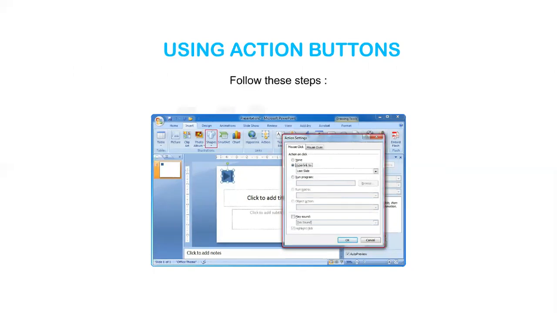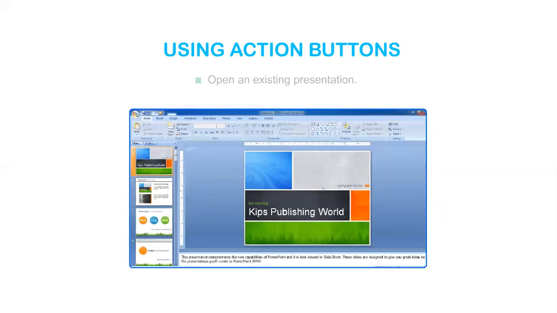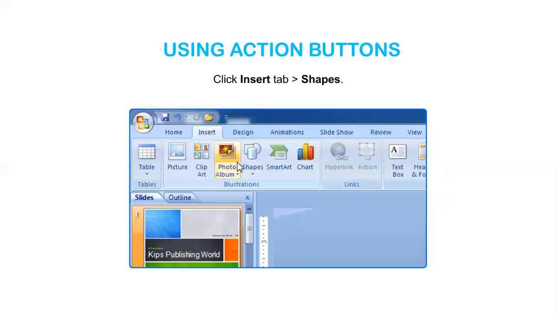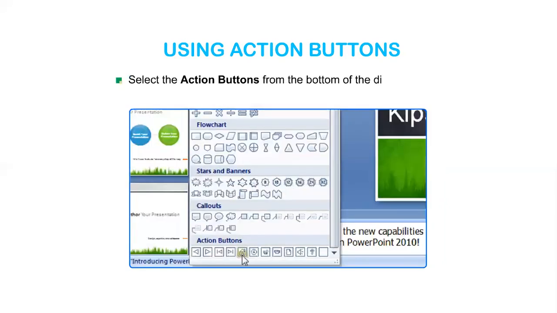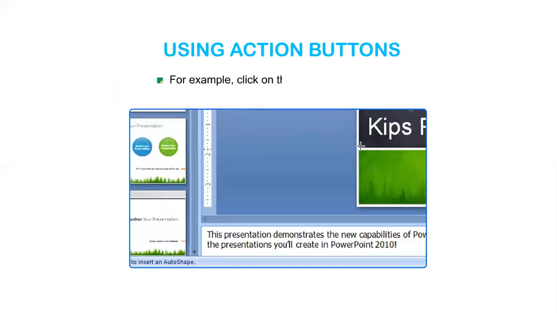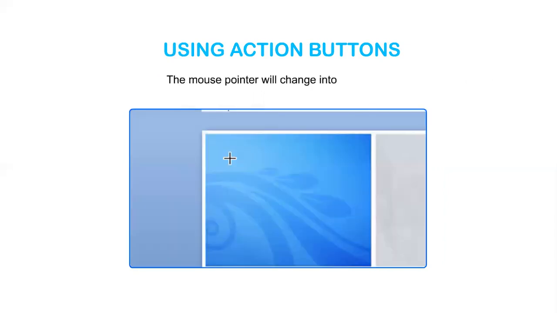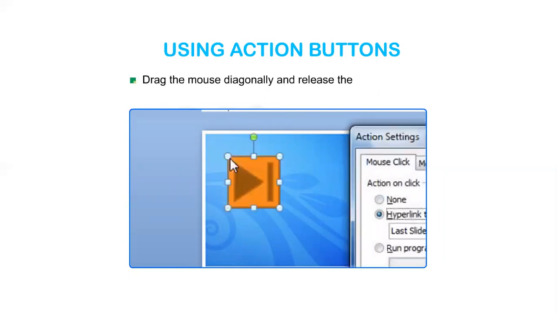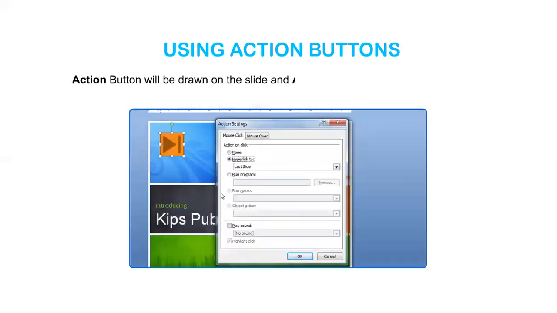Follow these steps. Open an existing presentation. Click Insert tab, then go to Shapes. Select the action buttons from the bottom of the displayed list. For example, click on the action button End. The mouse pointer will change into a plus-shaped cross. Drag the mouse diagonally and release the mouse button. Action button will be drawn on the slide and Action Settings dialog box will appear.